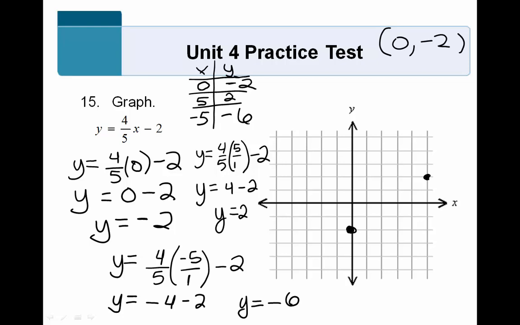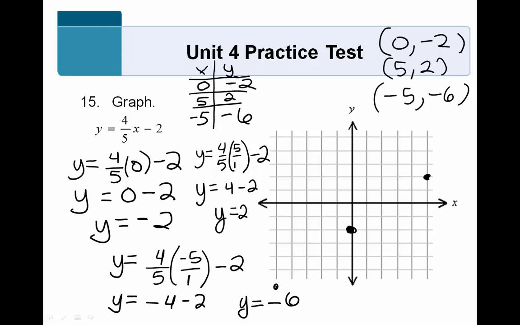Alright, so let's see where this puts us. So that will be -5, -6. So we had a 5, 2. We already plotted that. -5, -6. I'm going to go left 5, 1, 2, 3, 4, 5, and down 6. 1, 2, 3, 4, 5, 6.